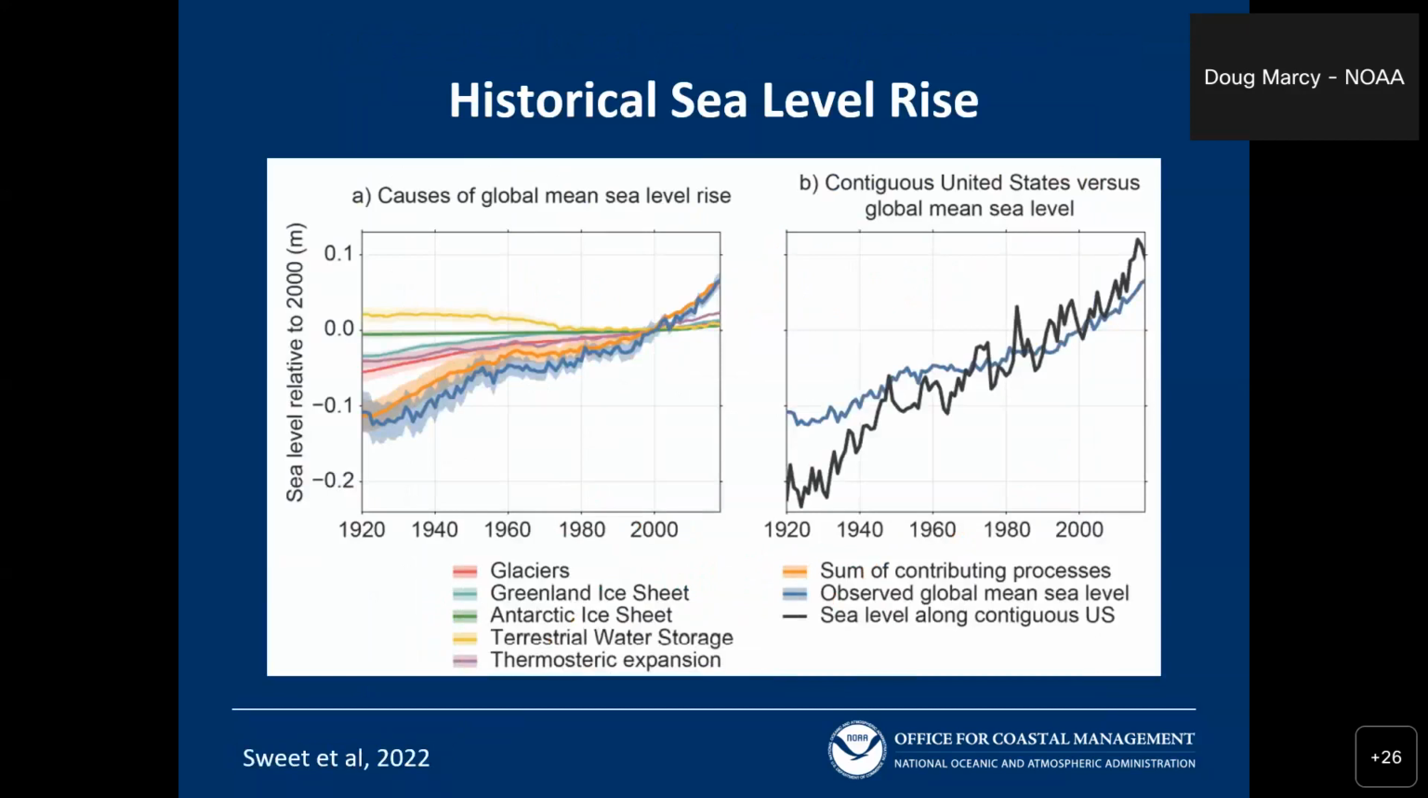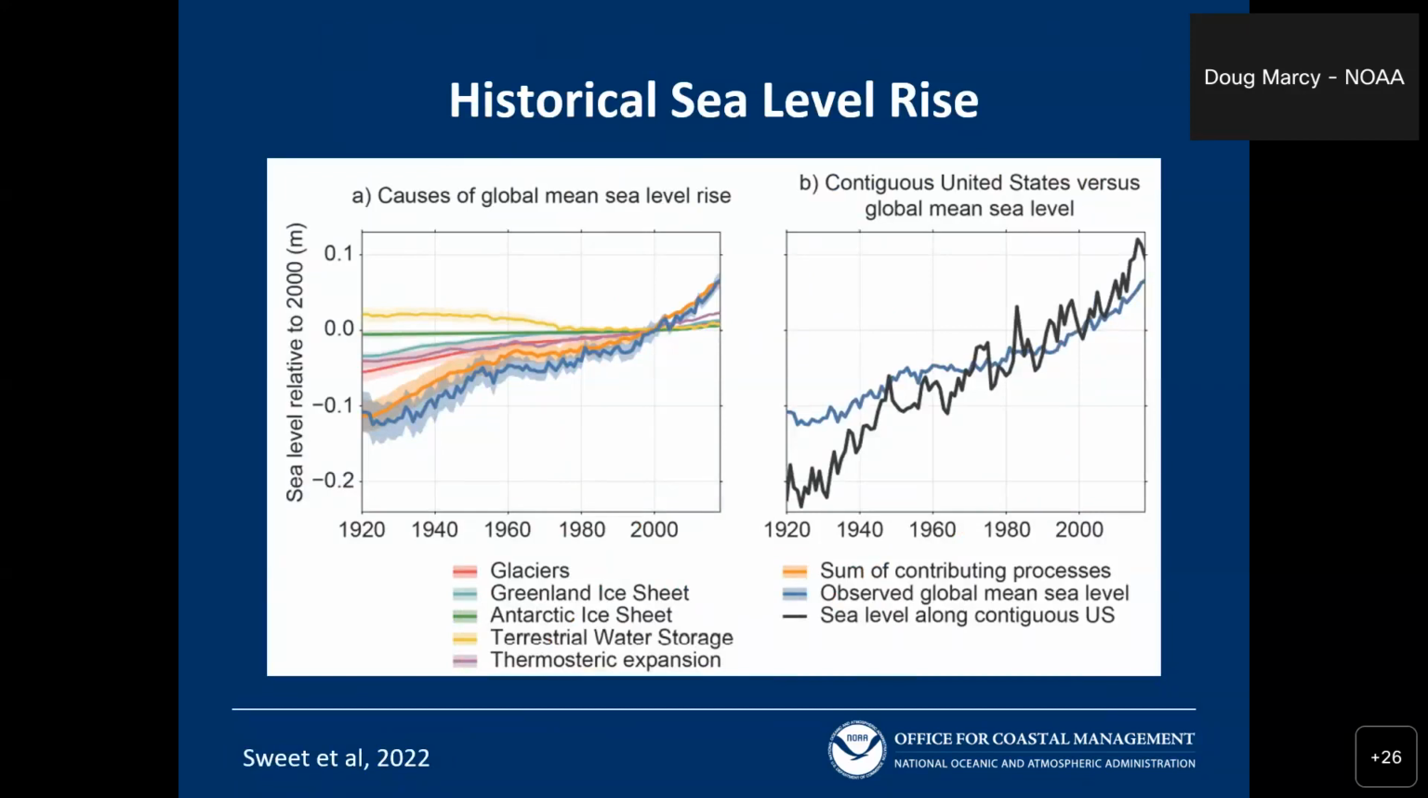And so we have all these different factors, one of them being the warming of the ocean, because as the ocean, as I said, warms up, it expands like any liquid does. On the left here, you see all the different contributions to global sea level rise. The blue line there on the left is the observed, and then the sum of all the contributing processes.